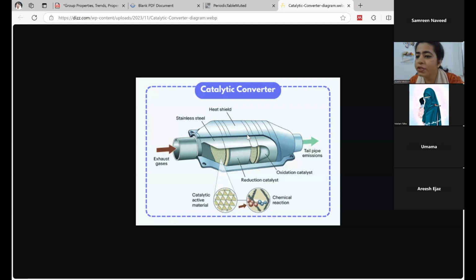How they are changing, what reactions are happening, what the chemical equations are, everything we are going to study in a separate chapter. So we are not going to do a detailed discussion of this catalytic converter here, just an idea that these transition metals are very useful, helping the harmful gases to change into less harmful or safe gases, and then they can be released into the atmosphere.